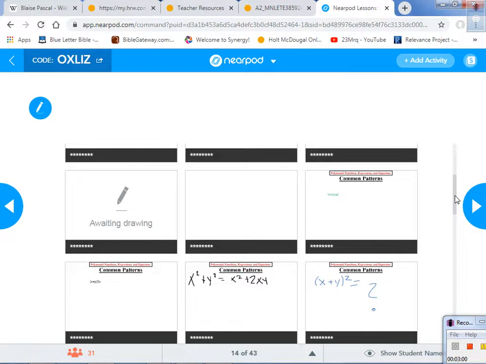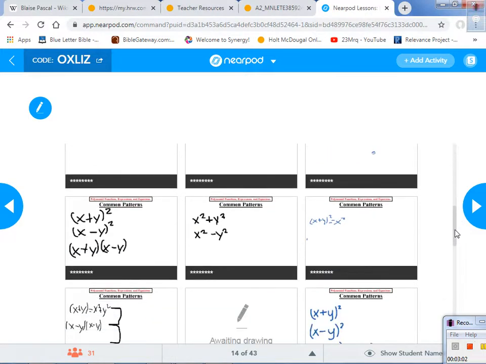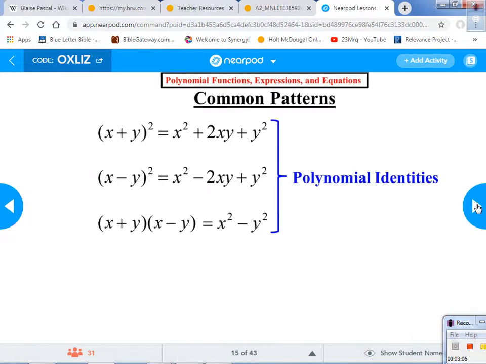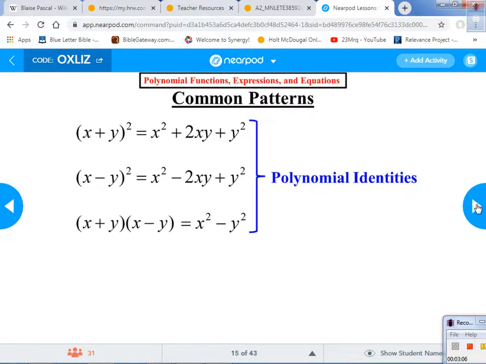All right, I see some of you. Look at some of you. Let's go. So yes, the most common patterns are the following. They're known as polynomial identities. There are more, but those are the most common ones that we work with. You need to know those, guys. So make sure you put those as a mental note.